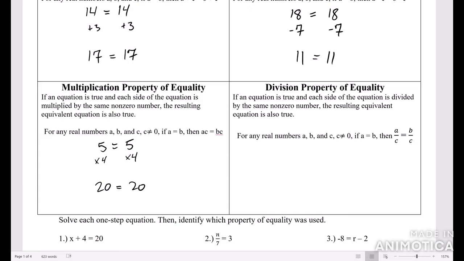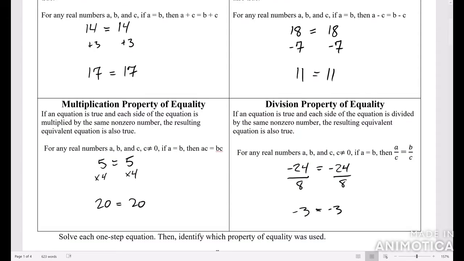All right, and then lastly, the division property of equality. If an equation is true and each side of the equation is divided by the same non-zero number, the resulting equivalent equation is also true. For any real numbers a, b, and c, where c is not 0, if a is equal to b, then a divided by c equals b divided by c. So I'll start with negative 24 on both sides. And if I divide the left side by 8 and divide the right side by 8, I end up with the same result on both sides, another true statement.